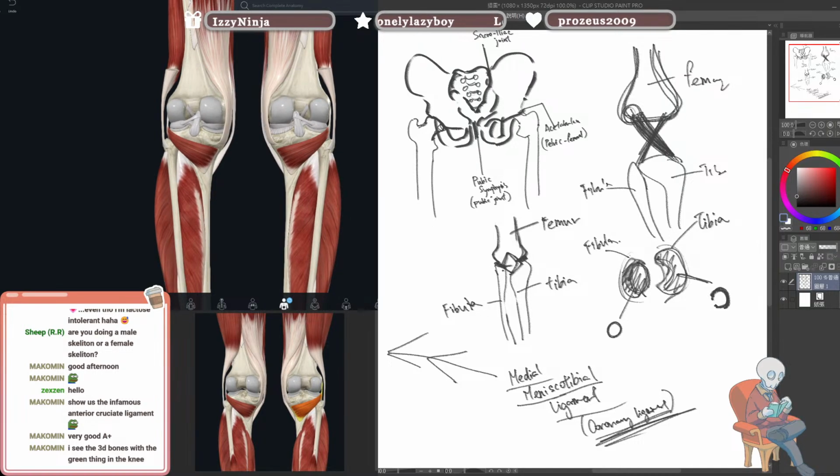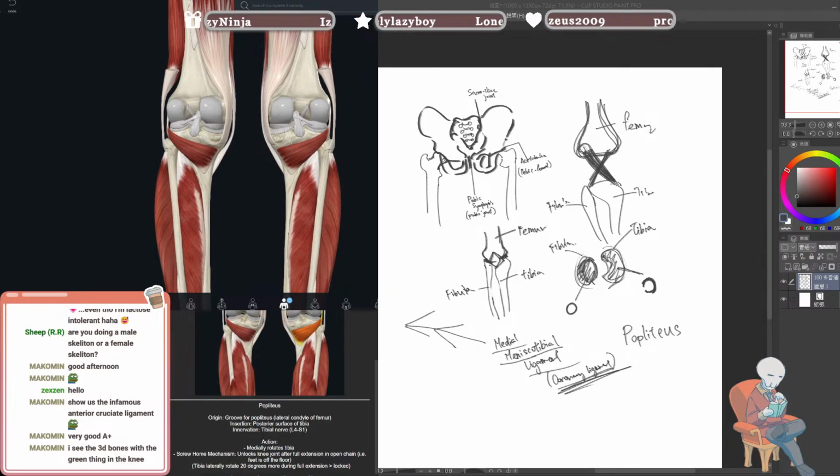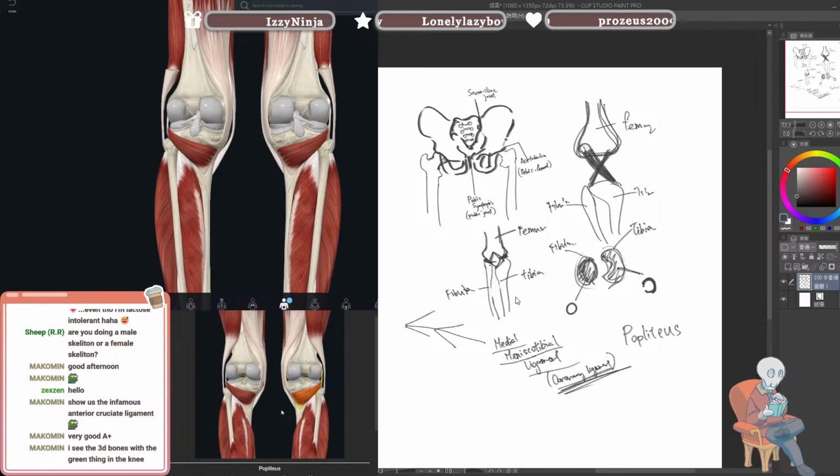Oh god. It starts with P. It starts with freaking P. Popliteus. And I need to spell it too. Popliteus. There you go. Let's see. Boop. Hey, it's Popliteus. Got it.